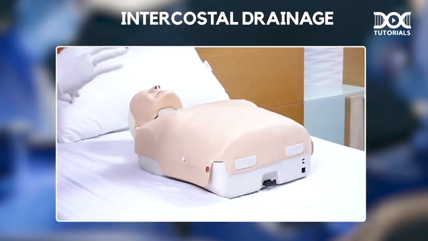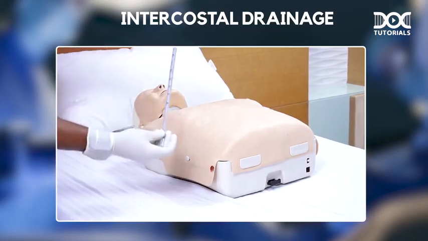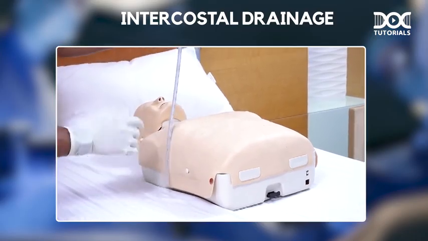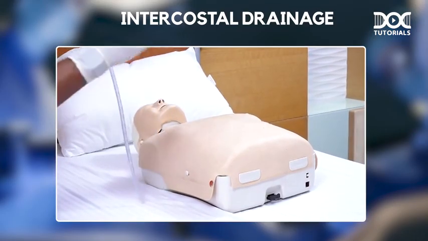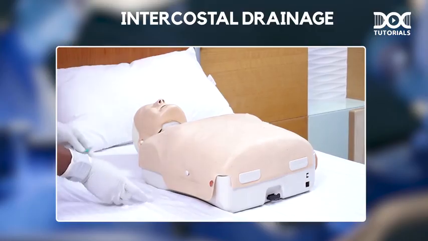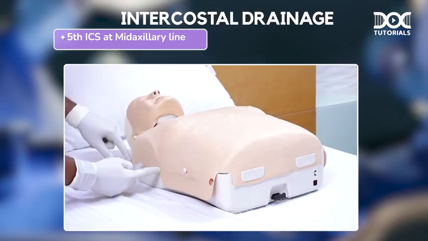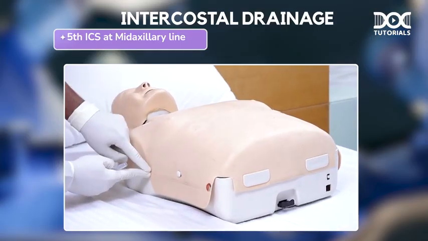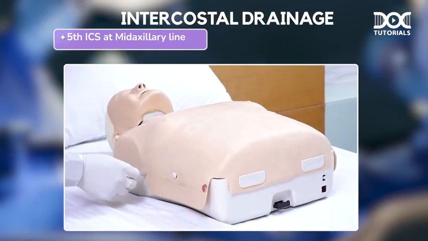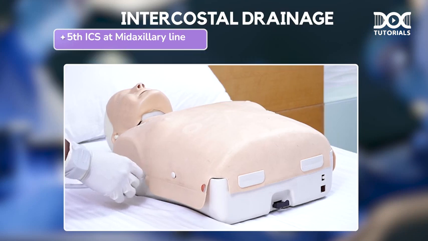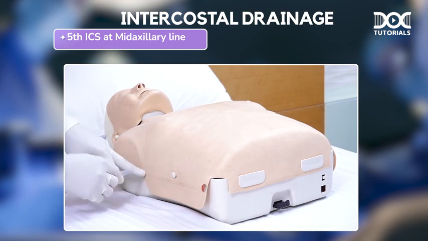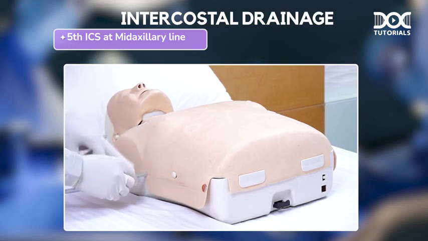So now, what is the ideal place of insertion of this intercostal drainage tube? You can see this is an intercostal drainage tube. What is the ideal place to insert? If they ask you for a single answer, the ideal place is the fifth intercostal space at the mid-axillary line. So at the mid-axillary line, in the fifth intercostal space is the ideal place to insert the intercostal drainage tube. So don't forget mid-axillary line in the fifth intercostal space.